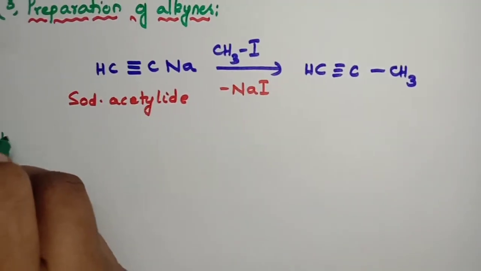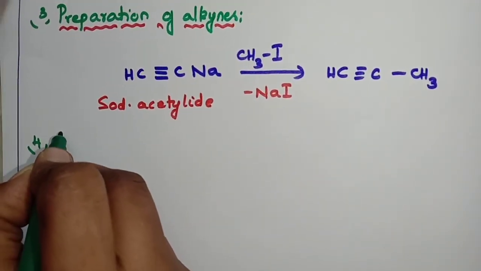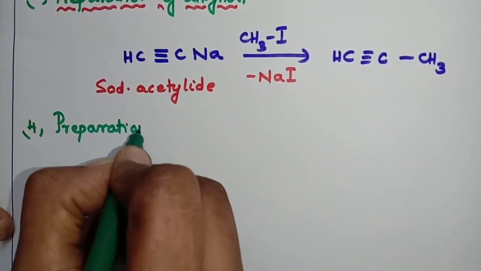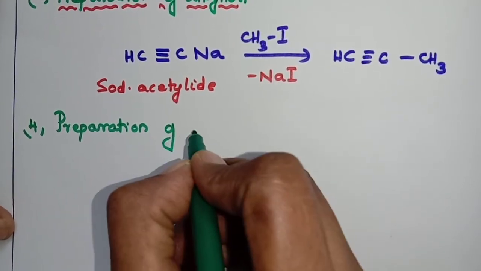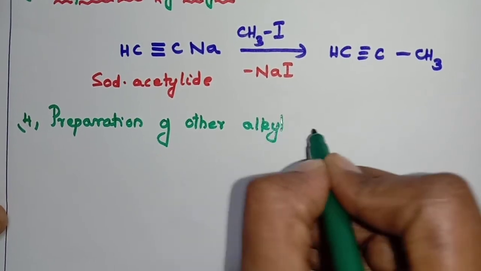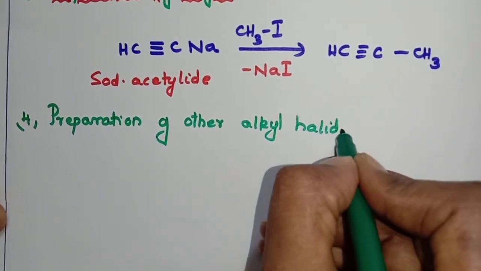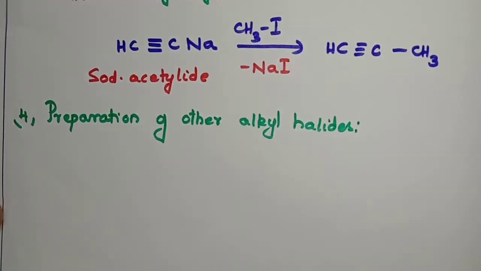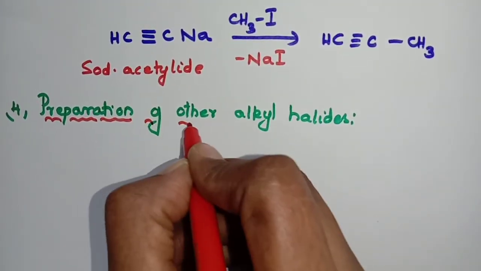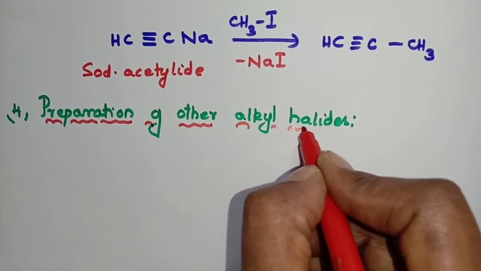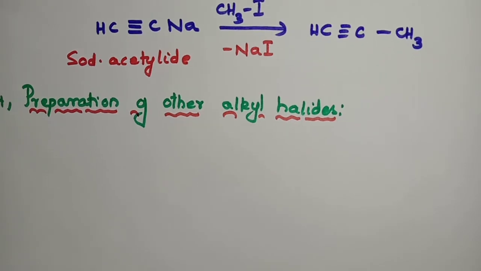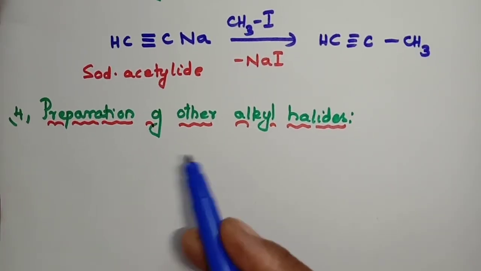Okay. Next, fourth one. Put the side heading. Preparation of other alkyl halides. What is this preparation of other alkyl halides, students? It's quite looking funny, right? We are learning properties of alkyl halides. That means we are preparing new compounds from alkyl halides. But this is preparation of other alkyl halides.